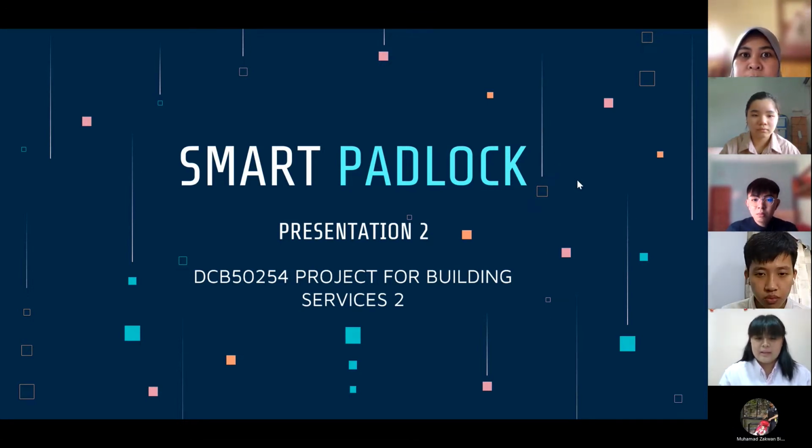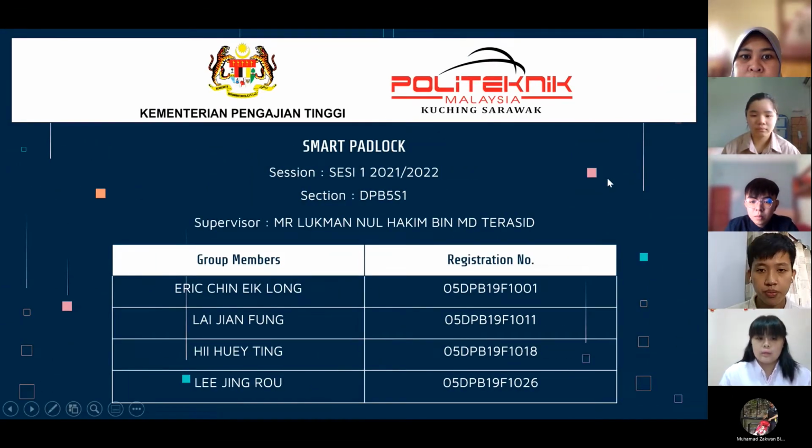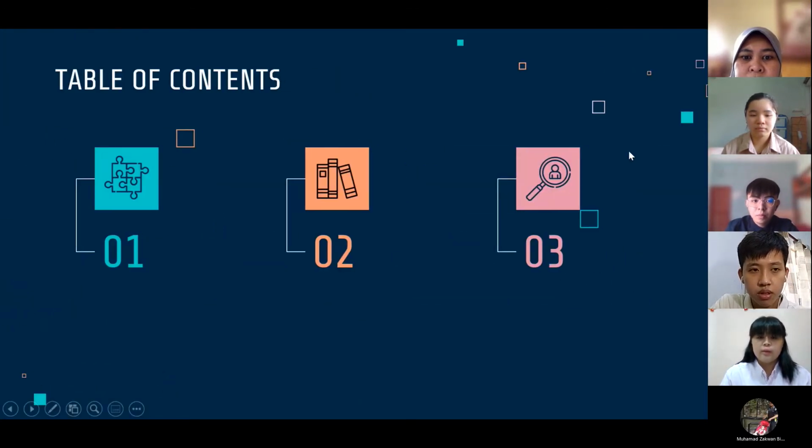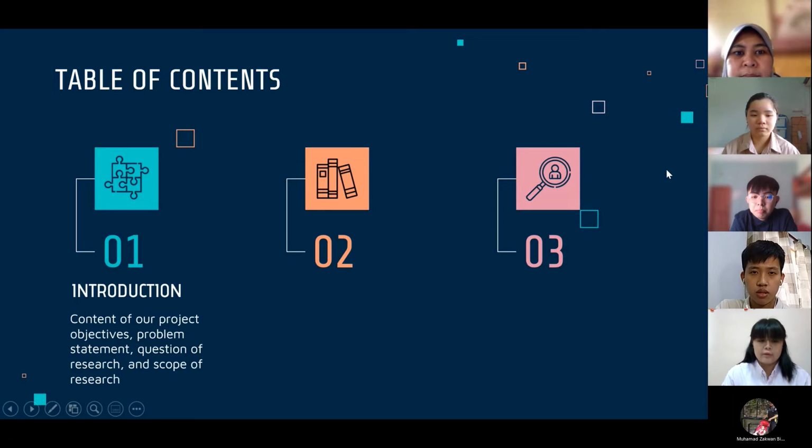Today we will present our presentation for our project of smart padlock. We are a group made by 4 persons. First one is Eric Chin, Lai Jianfeng, He Hui Ting, and me, Li Jingro. We have 5 tables of content for our project. First one is introduction, content of our project, objective, problem statement, question of research, and scope of research.